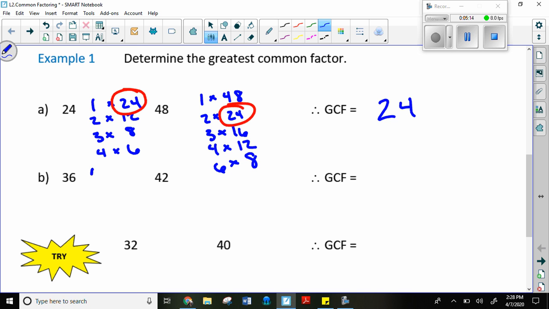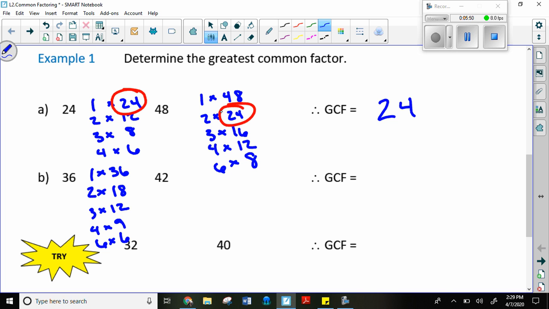36, break it down. 1 times 36. 2 times 18, 36 divided by 2, I believe it's 18. Yeah. 36 divided by 3, 12. 3 times 12. 36 divided by 4. See how quick you can get all these factors? 4 times 9. 36 divided by 5. I shouldn't even have to do that because it doesn't end with a 5 or a 0, but I tried it. And then 36 divided by 6 is 6 times 6.